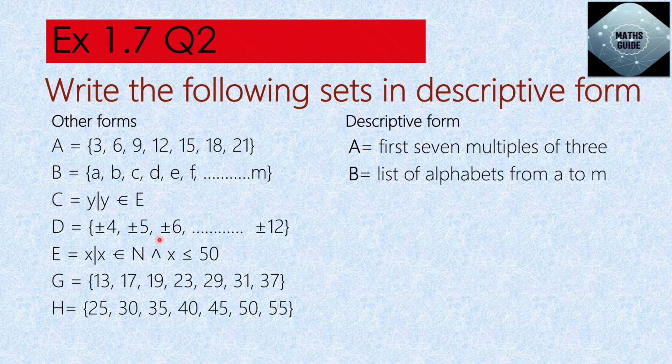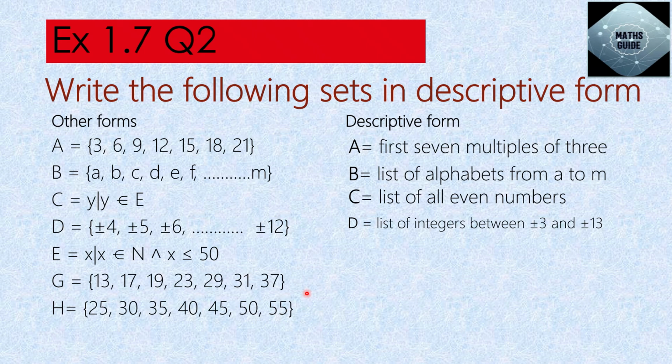Now we have y such that y belongs to the even numbers. So we can write this as the list of all even numbers. Now in set D, as you can see, we have some integers from positive and negative 4 to positive and negative 12. So how can we write them? We can write the list of integers between plus minus 3 to plus minus 13. We can write it like this, or you can write it from 4 to less than plus minus 13.